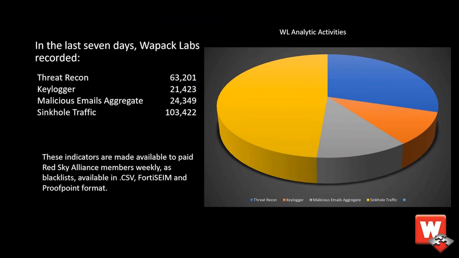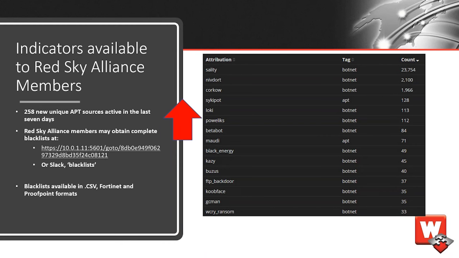Last week, we recorded over 119,000 new indicators. These collections include our threat recon, keylogger, malicious email, and our sinkhole traffic. The numbers on the slide here indicate the new indicators in the respective collections. These indicators are available to paid Red Sky members weekly, as well as our blacklists, which come in CSV, FortiSIEM, and Proofpoint formats. This next slide here shows APT and botnet indicators collected from this week.